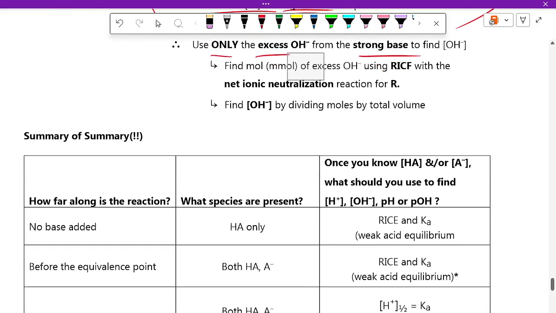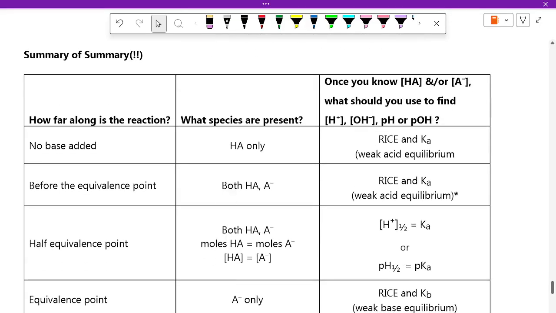And here's the summary of the summary. Okay? No base added. So if we're at the start, all you've got is HA. Yes? So you would use just RICE and Ka. Make sense?